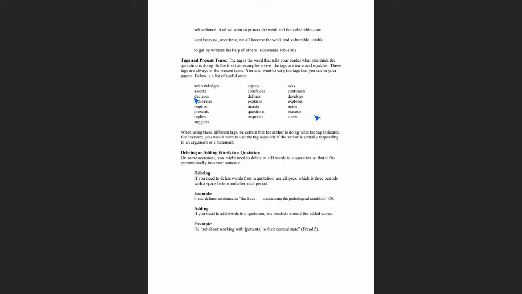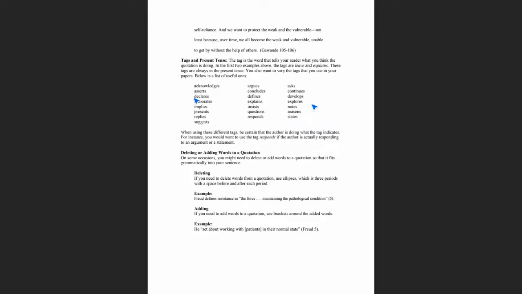Also, keep in mind that when you're using quotations, you're using the present tense. This is a difficult concept for a lot of people to grasp because more often than not, when we're writing essays, we tend to use the past tense, but when you're citing, you want to use the present tense. So notice acknowledges, asserts, declares, questions, notes, explores. So you want to make sure that you do that.